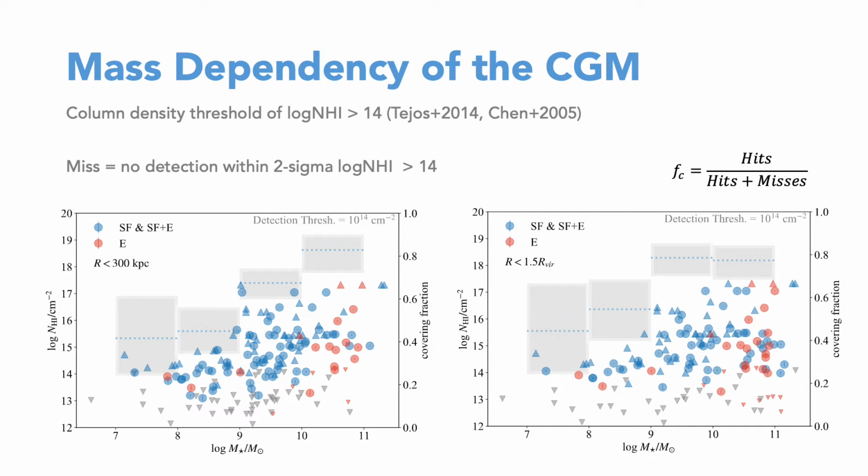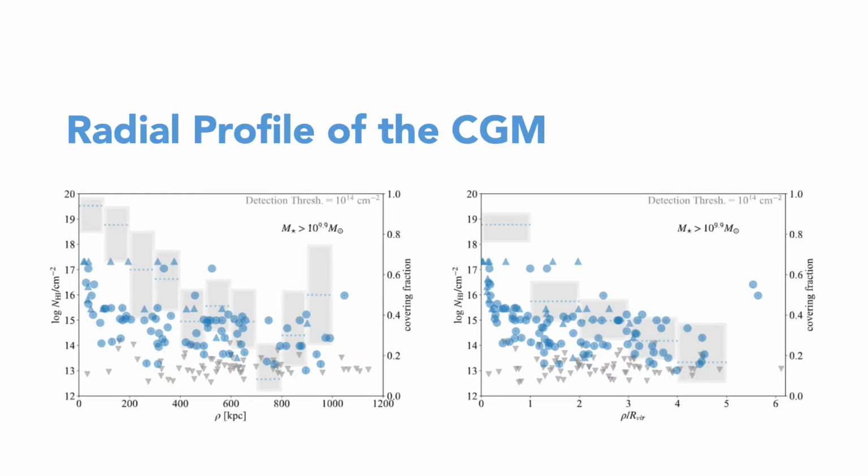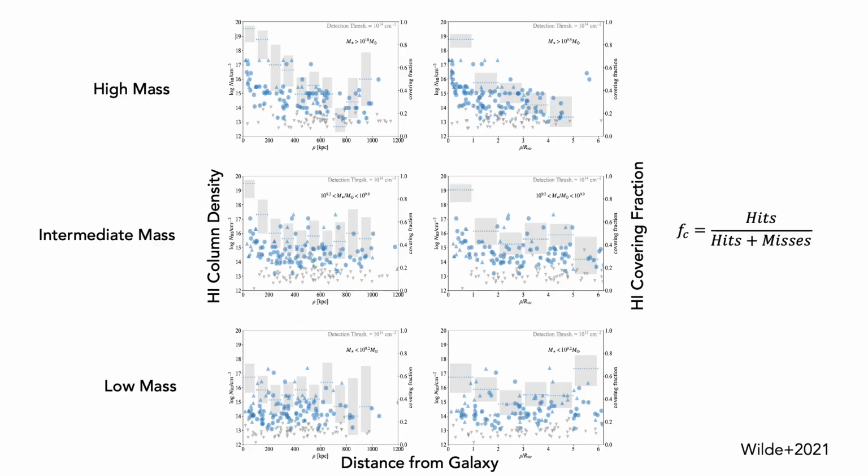So we can use this covering fraction, seen in the gray boxes and corresponding to the right axis in the model, to model the presence of neutral hydrogen. We see a correlation of both covering fraction and column density as a function of mass. Galaxy morphology is highly correlated with mass, and so we only focus on galaxy mass for the remainder of this paper. In order to quantify the extent of the CGM, we focus on the radial profile seen here in physical impact parameter on the left, as well as normalized impact parameter on the right.